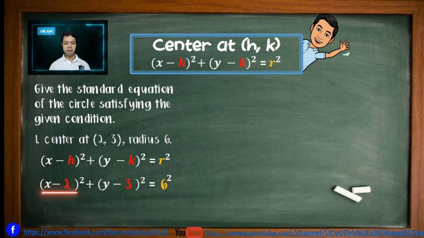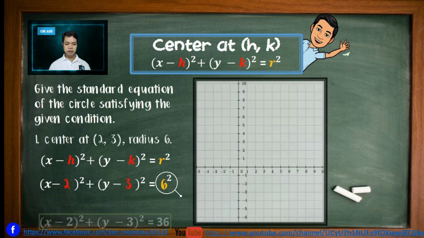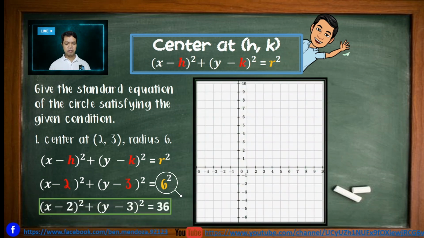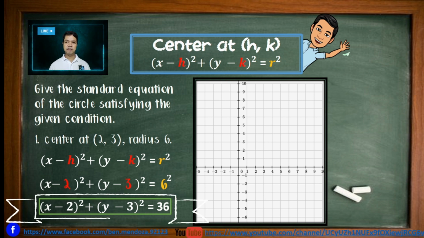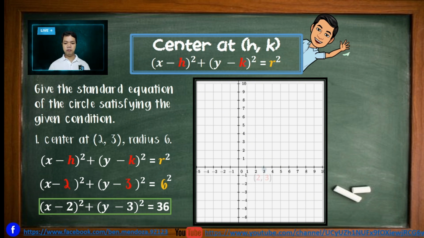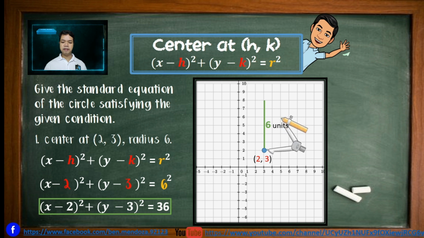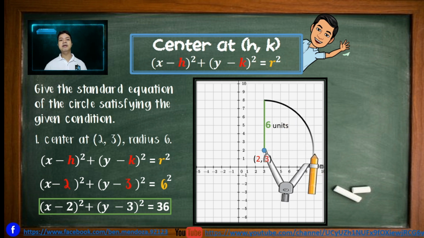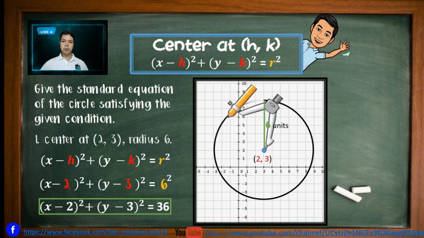So now we have (x − 2)² + (y − 3)² = 6². Next, we evaluate the right side of the equation, and the left side stays as is. So that will be (x − 2)² + (y − 3)² = 36. Drawing the circle, again, we begin with the center at (2, 3), then with a radius of length 6 units. This will be the circle in our first example with center at (h, k).